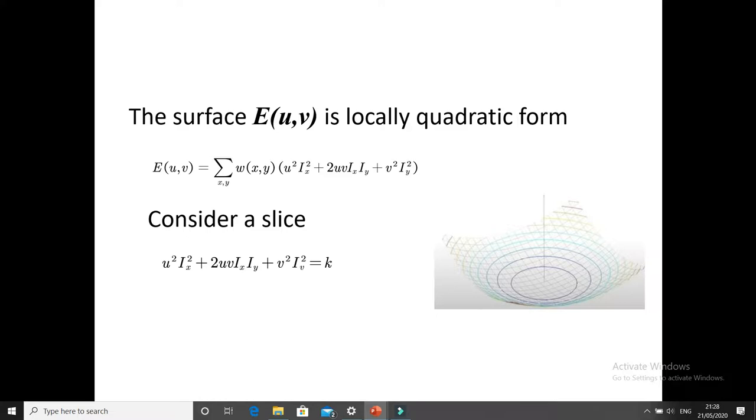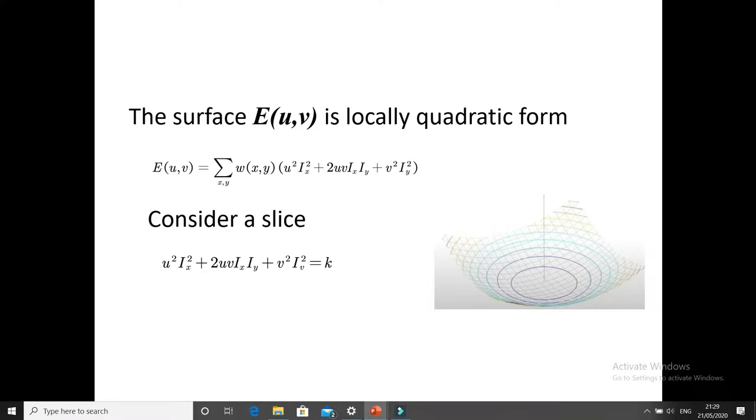And this quadratic equation will give us an ellipse. This quadratic equation represents the equation of an ellipse, and the surface E(u,v) in this quadratic form is being approximated essentially by this parabolic shaped form. If we take a fixed constant value of E, we'll get different ellipses. With this equation, we will get the ellipse defined by this value k.